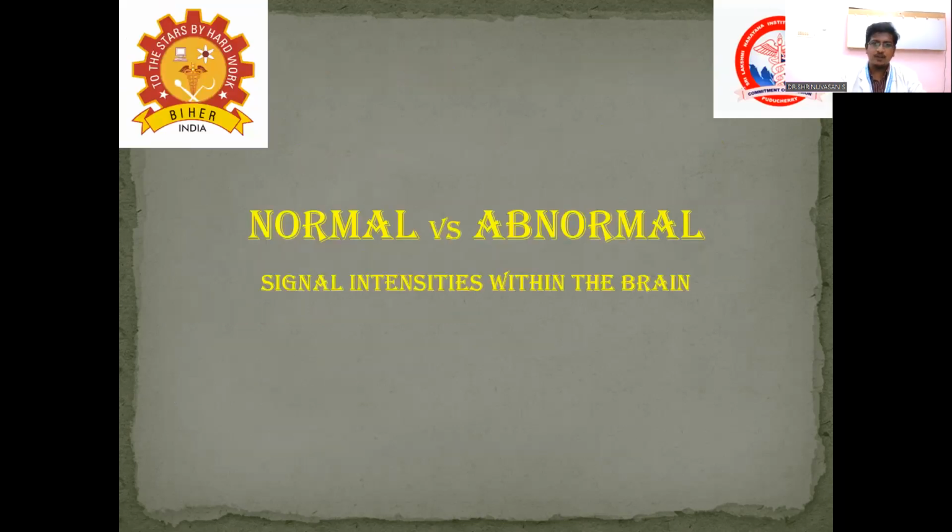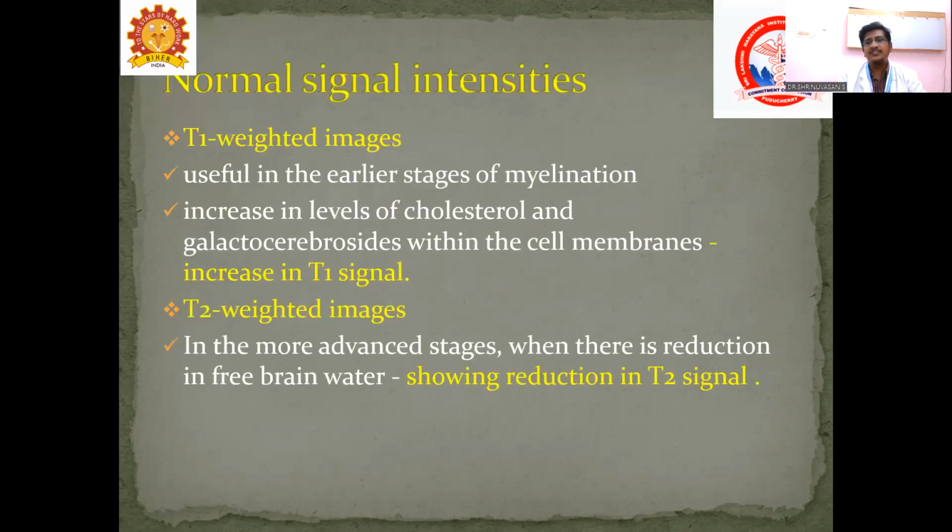So how do we identify normal versus abnormal? What are the normal signal intensities? How does the brain matter produce signal intensities? MRI sequences, based on the TR and TE values, are divided into T1 weighted and T2 weighted images. T1 weighted images are useful in the earlier stages of myelination because all the fat containing materials will appear hyperintense, that means an increase in signal in T1 weighted images.